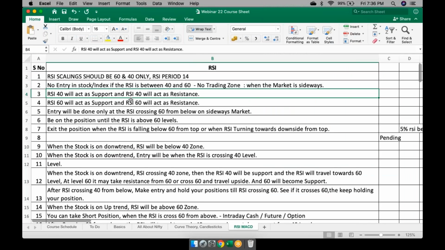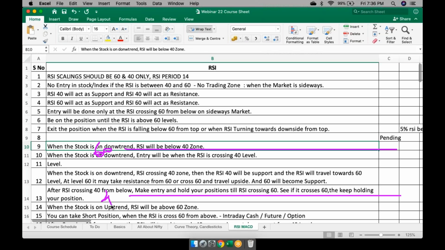RSI 40 will act as a support, and RSI 40 will act as a resistance. You can see here what that means. If there is a line of 60, there is a line of 40. Say for example, if the RSI is below 40 levels and it is crossing, here we get an entry for long. Say it could not go up. Again, when it cuts down, stop loss.